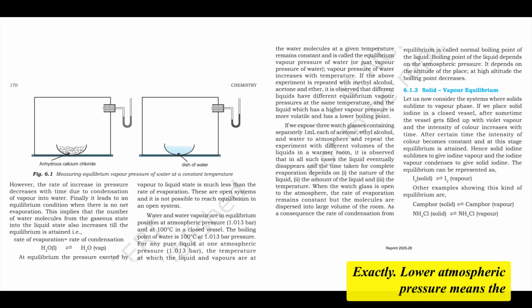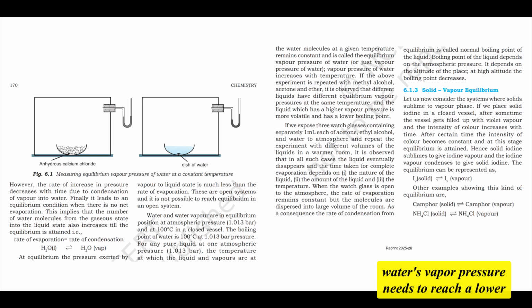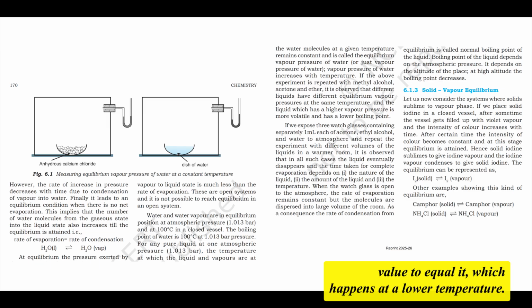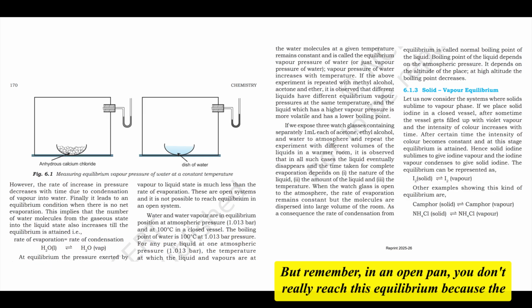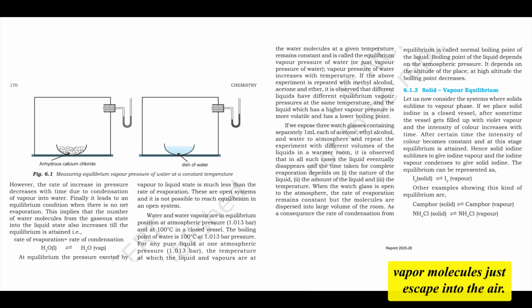Lower atmospheric pressure means the water's vapor pressure needs to reach a lower value to equal it, which happens at a lower temperature. But remember, in an open pan, you don't really reach this equilibrium because the vapor molecules just escape into the air. It needs to be a closed system.